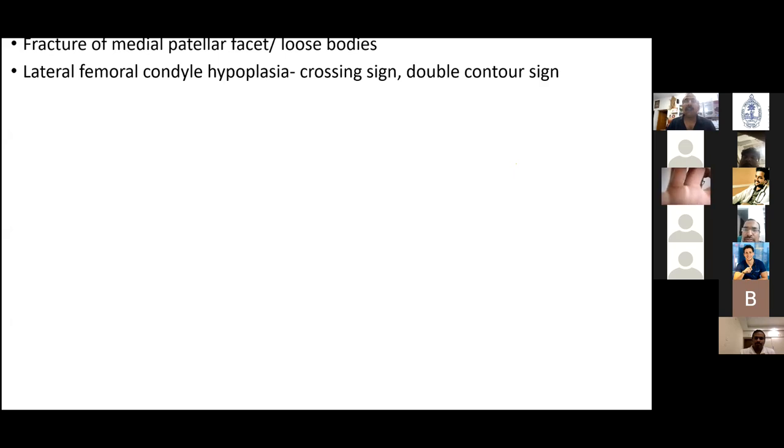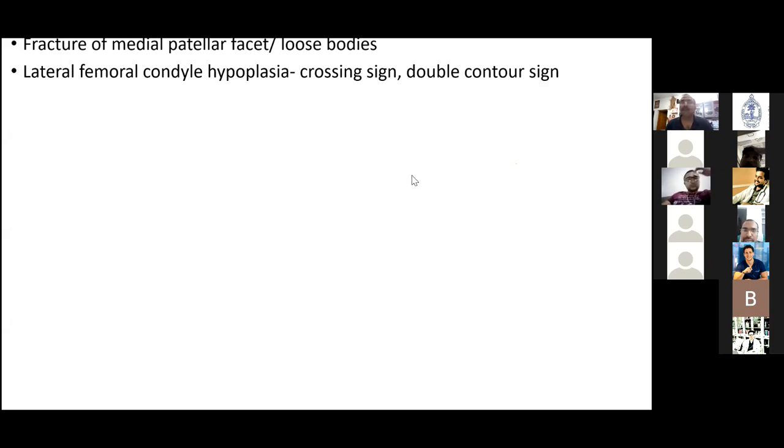One is the double contour sign, one is the crossing sign, that is for the lateral femoral hypoplasia. Then you look for fracture of the facet.